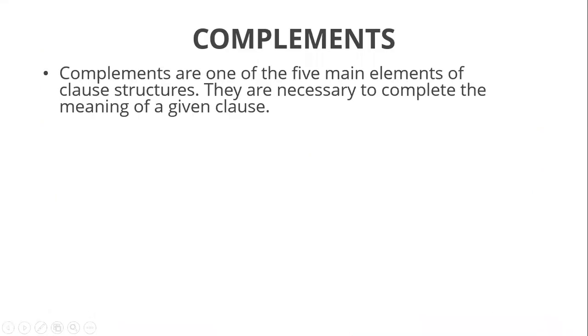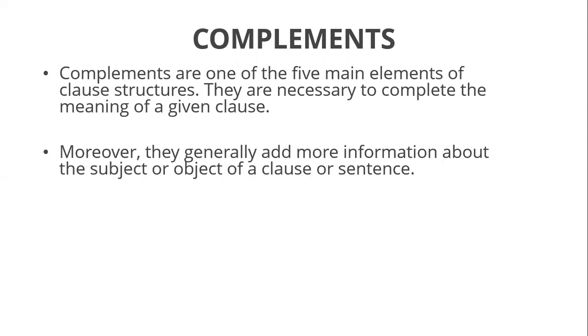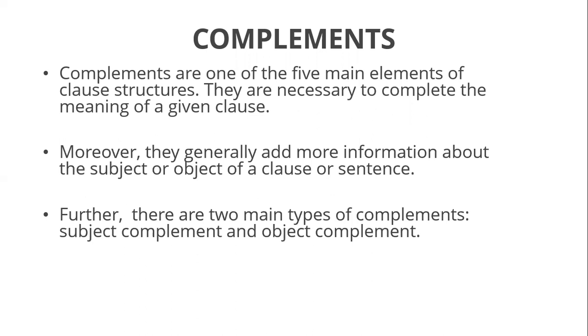Let's see what complements are. Complements are one of the five main elements of clause structures. They are necessary to complete the meaning of a given clause. Moreover, they generally add more information about the subject or object of a clause or sentence. So that's why they complement either a subject or an object. Further, there are two main types of complement: subject complement and object complement.